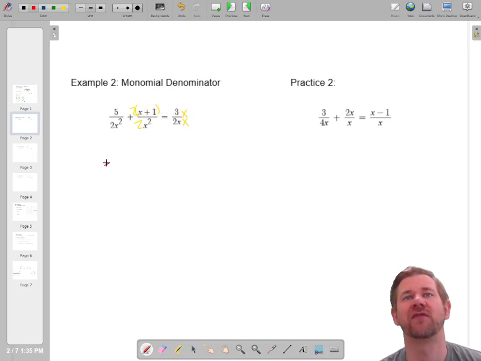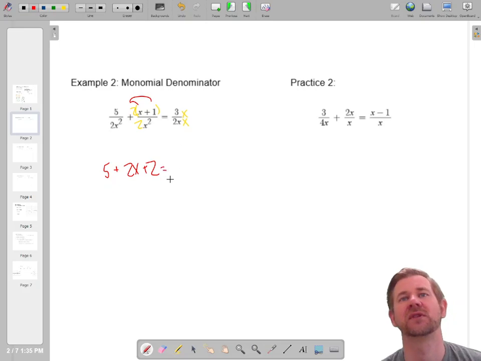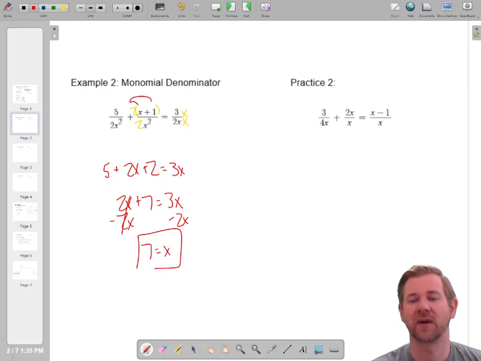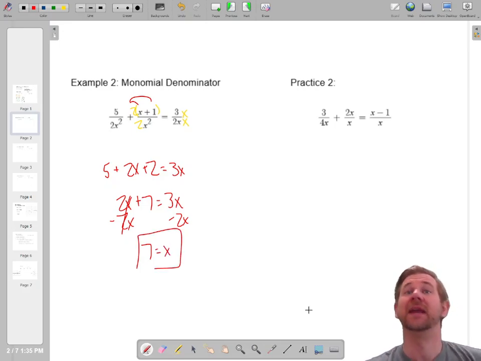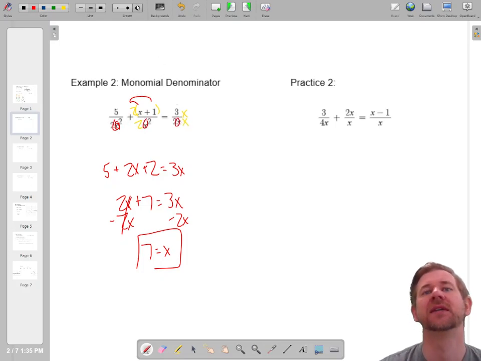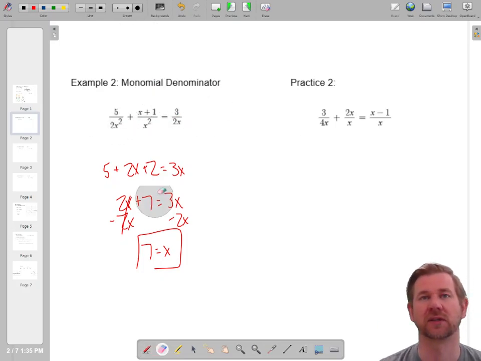In the top, I have a 5 plus, distribute, 2x plus 2 equals, on the right side, 3x. I'm going to combine like terms: 5 and 2 makes 7. And last thing, get all your x's on one side, minus 2x, and you get 7 equals x, and that is your answer. So again, you have to look to see if there are any extraneous solutions, and the extraneous solution would be if you plugged in 0. All of them are actually the same. So since it's not 0, we're good. That works.